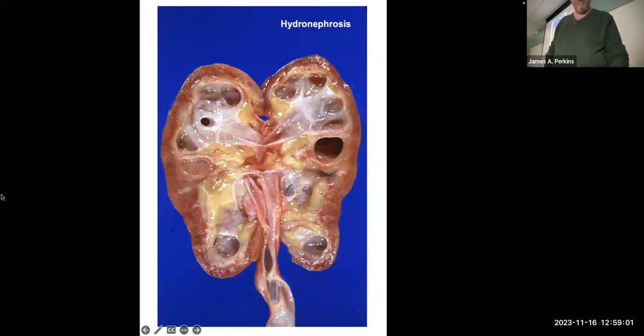This one still has a little bit of actual structure. It's still got some of the cortex, so it probably still has some functioning cortical nephrons, but this kidney's lost most of its functionality by this point.